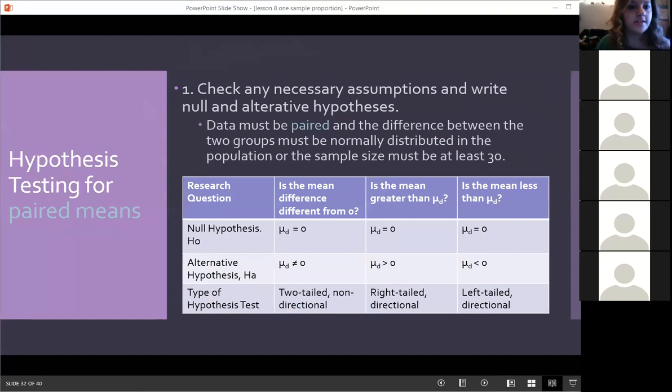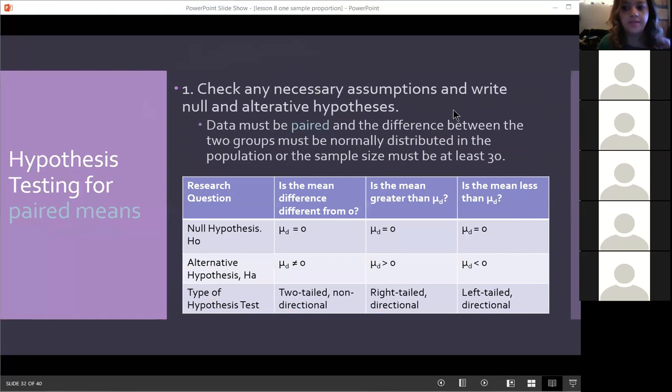So okay, our first step, remember, for hypothesis testing in general, we have to check those assumptions. So when we're talking about paired means, we're going to go ahead and check these assumptions, and we do have to have this data be paired in order to use this, obviously.